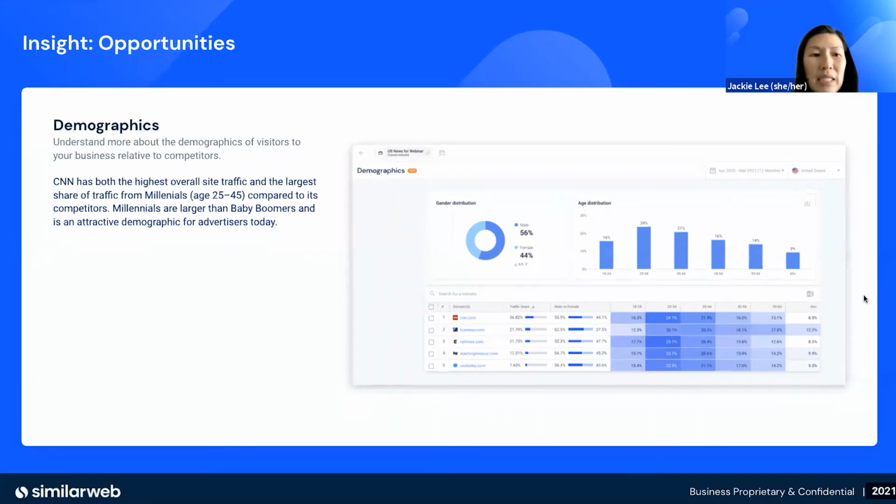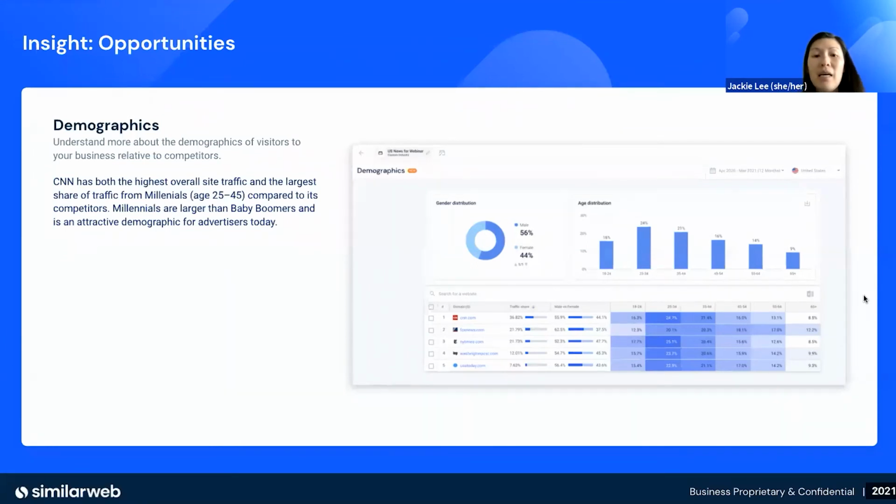But one thing that you'll notice is that for the 25 to 45 age cohort, which we identify as millennials, CNN has the largest share of traffic from this group compared to its competitors. Now, if we take a step back and think about the overarching macro situation that's happening around the publisher industry, we know that millennials are on track to be larger than baby boomers, which historically has been the largest generational cohort that had money to spend in market. Millennials have, I think, overtaken baby boomers as that key target group, and it's an attractive demographic for advertisers today.